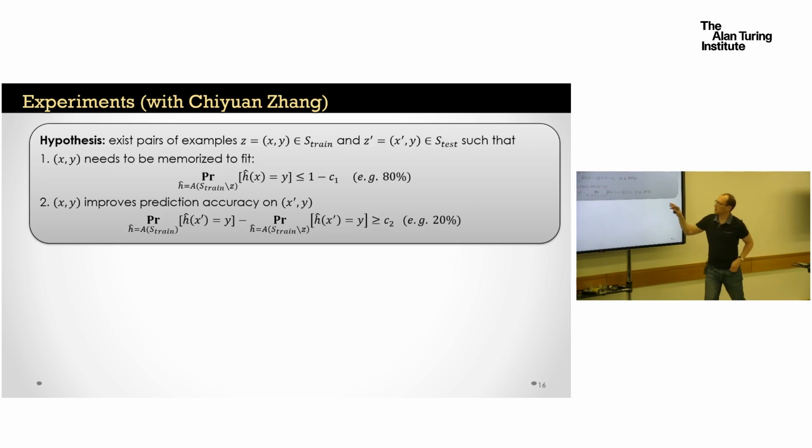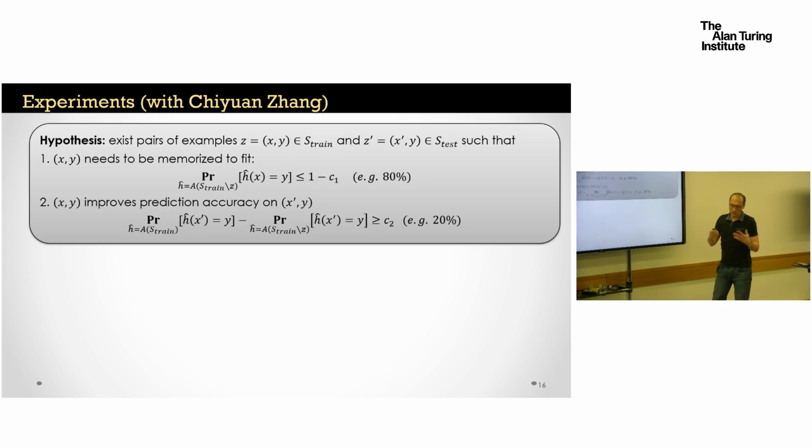So we formalize it as this definition. We were saying that there will exist pairs of examples, one in the training set and one in the test set, where the training example needs to be memorized, so the difference in the prediction is at least some 20%. And the presence of the example in the training set improves prediction on the test example by, again, at least 20% for concreteness.